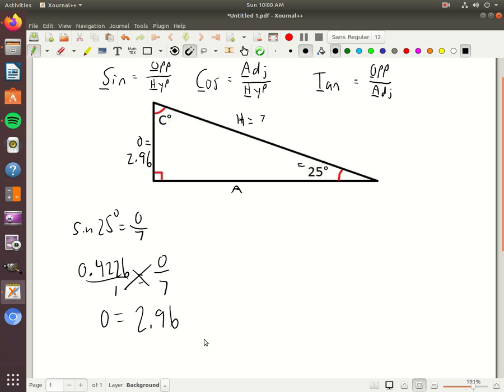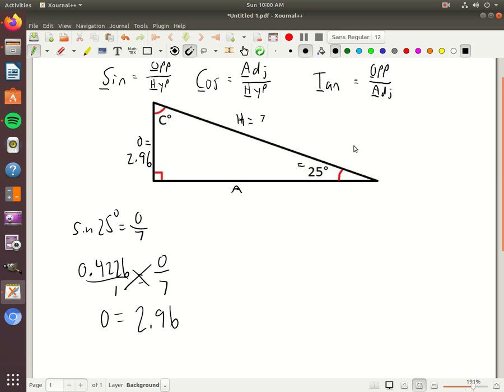So let's go ahead and solve for A. There's a couple of ways I can solve for A now, because now I know an extra side. I could use A and H, right? I want to know A, and I know the hypotenuse, so I could use the cosine of 25. That would be fine. Or I could use the O and the A. Again, I know the O, I want to know the A, and use the tangent.